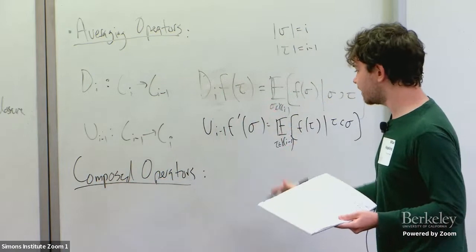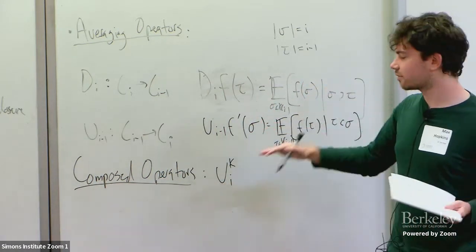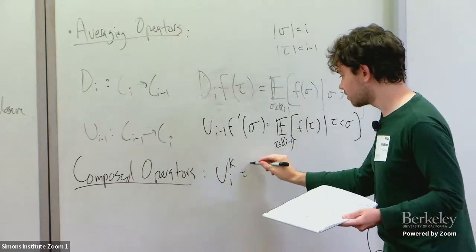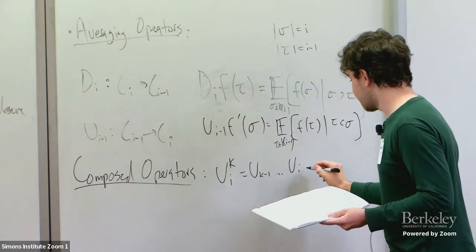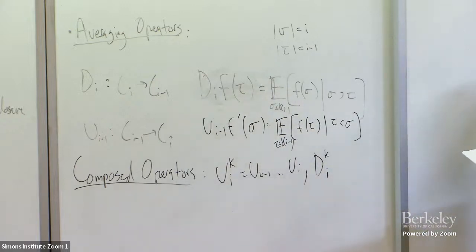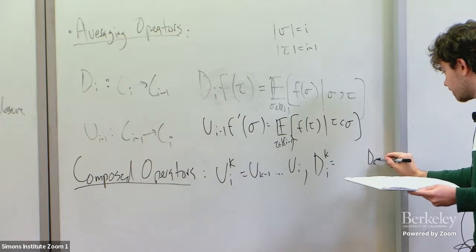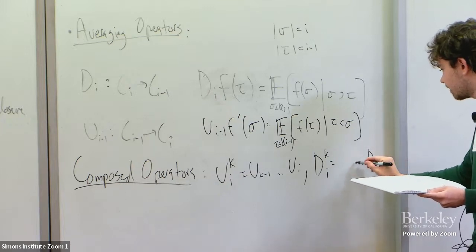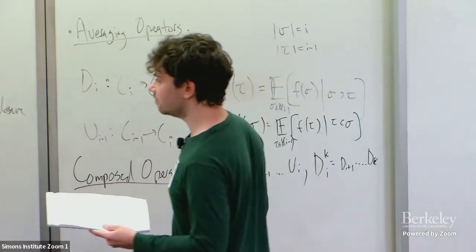So I'll write these just notationally. U_k^i will be this composition that lifts functions from level i to level k. So this is the composition of U_{k-1} through U_i. And similarly, D_k^i is going to be the operator that takes a function up here and lowers it all the way down to i by repeatedly lowering. And this is the opposite. This will be D_{i+1} through D_k. Okay, so these are the composed operators.